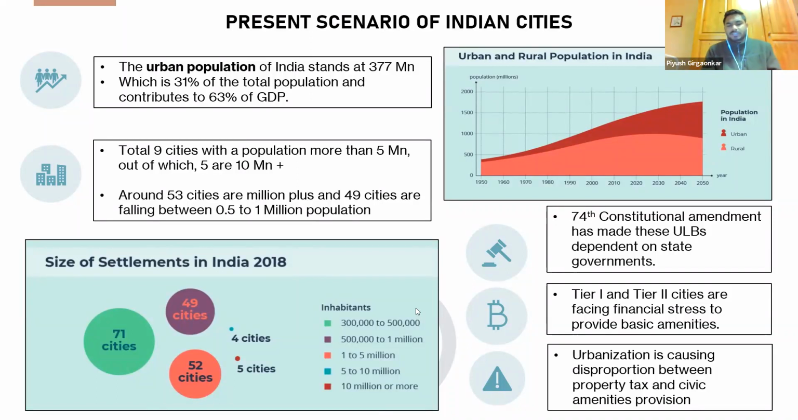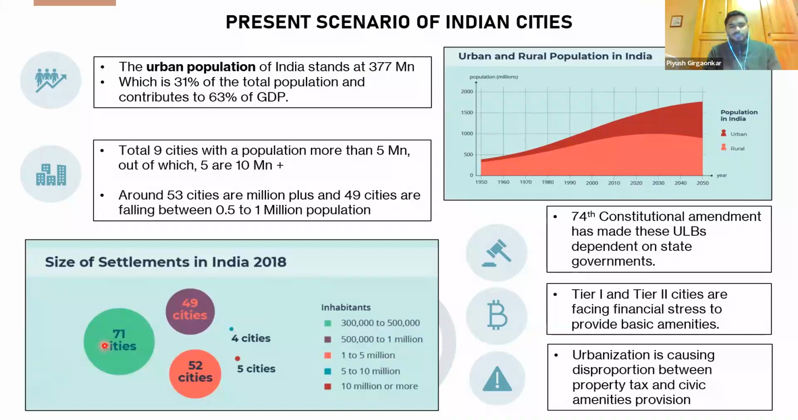In terms of cities, there were around 9 cities with a population of more than 50 lakhs, out of which 5 have a population of more than 10 million, that is 1 crore. And around 53 cities are million plus, and 49 fall between 5 lakhs and 10 lakhs in population, which gives you the future scenario as well. We have 49 more giants in the pipeline, waiting to serve us with opportunities and even certain problems.